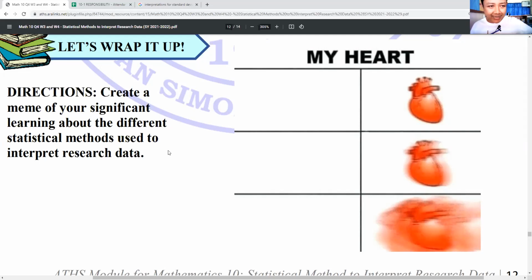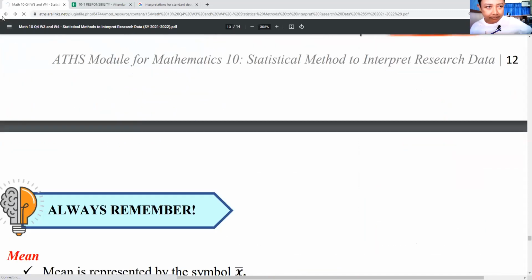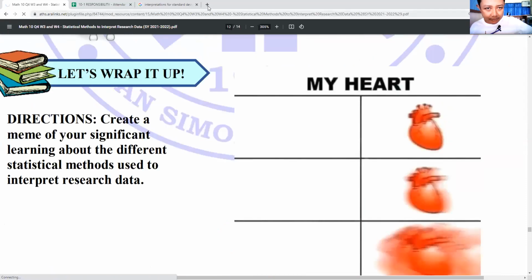Okay. And now let's open our meme, our Padlet for the memes. Wait lang.